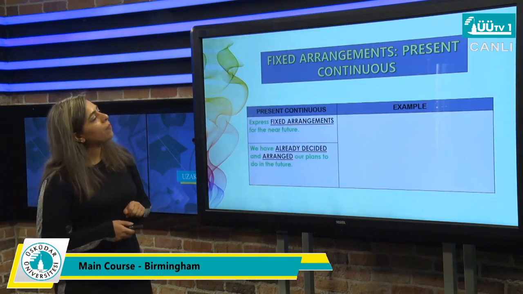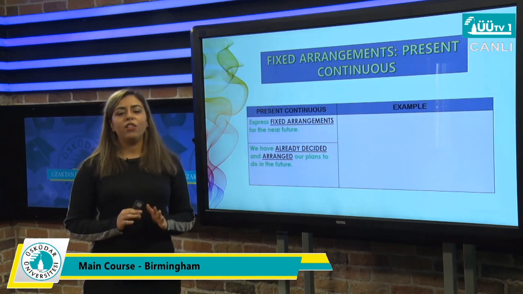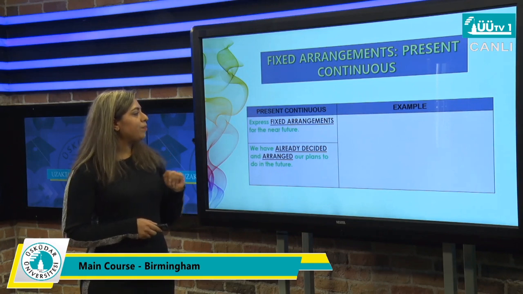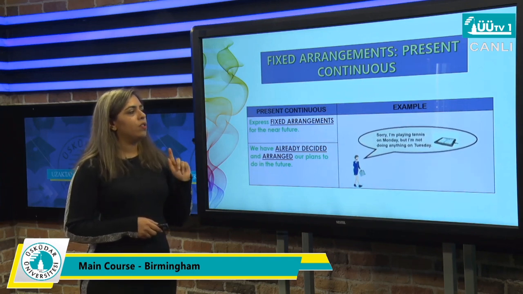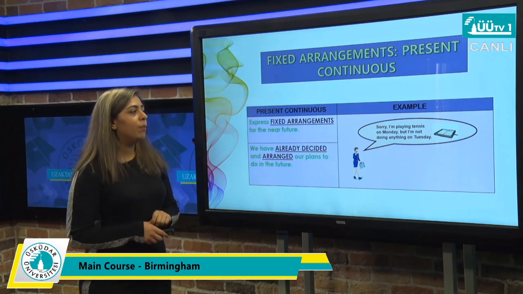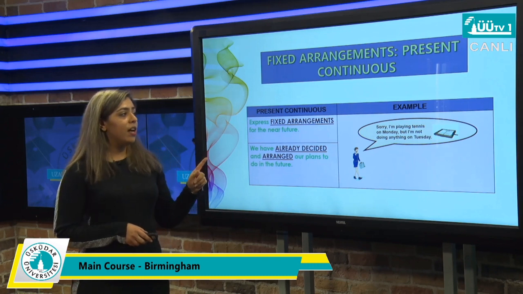So, we use present continuous for fixed arrangements. What do we mean by that? Express fixed arrangements for the near future. For example, I'm playing tennis on Monday, but I'm not doing anything on Tuesday. So this is a fixed arrangement for you.